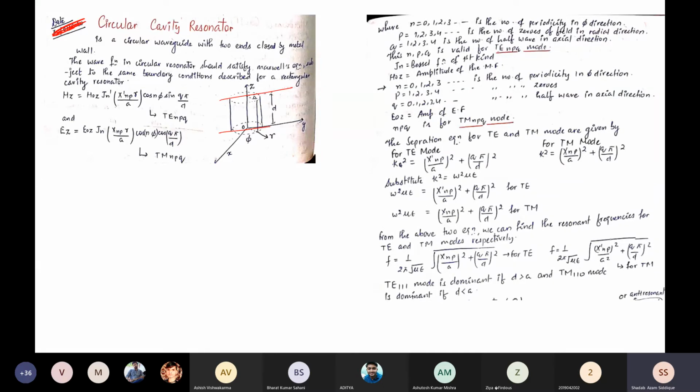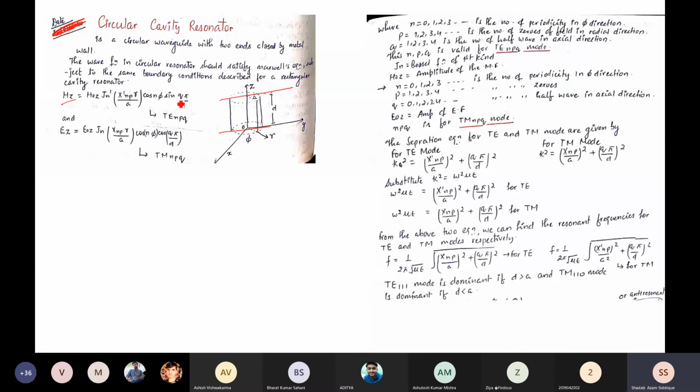And the representation for HX, HY, EX, EY that we had used, similarly we can use here also, subject to the condition that the Z direction is restricted. Restricted in the Z direction means that there we had used the component e to the power j beta z, so the wave is propagating in the Z direction, but here it is sine q pi by d, and here also the cos q pi by d.